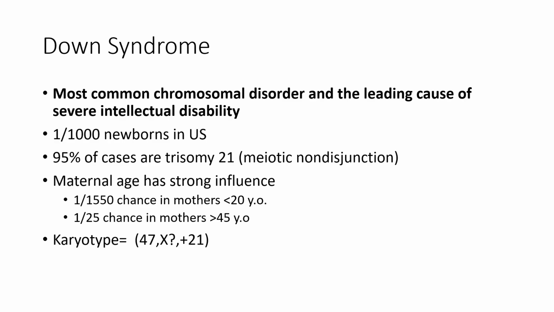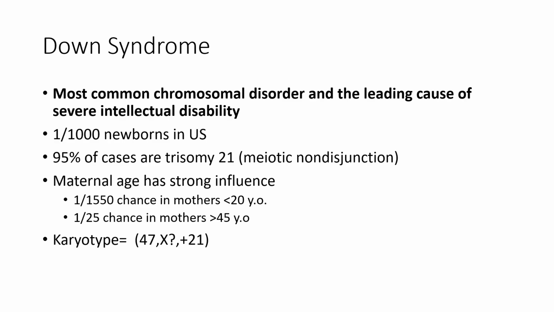In the US, Down syndrome occurs roughly 1 in 1,000 live births, and about 95% of cases are due to meiotic non-disjunction, meaning the error happens before fertilization, not after. This is not a mitotic oops. This is a gamete level failure.